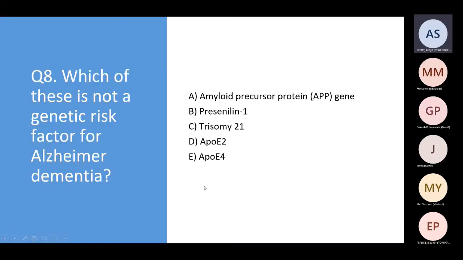Which of these is not a genetic risk factor for Alzheimer's dementia? I've been a bit mean with my questions today, so I'm sorry it's late and I'm giving you mean questions, but don't worry if you don't know the answers. Cool, I'll give 5 more seconds.